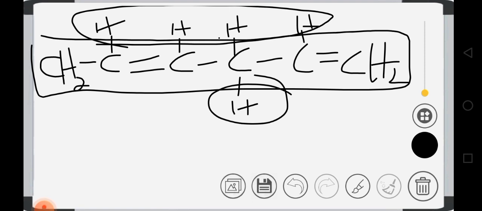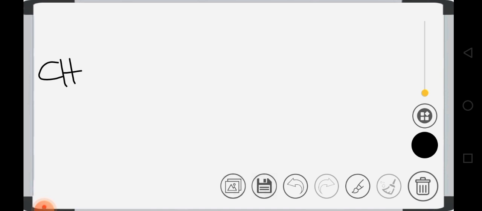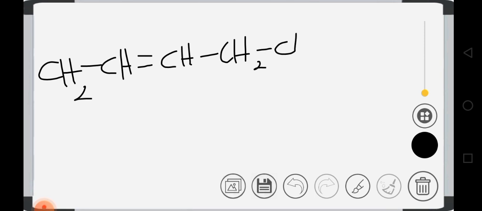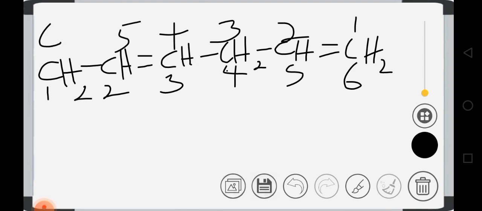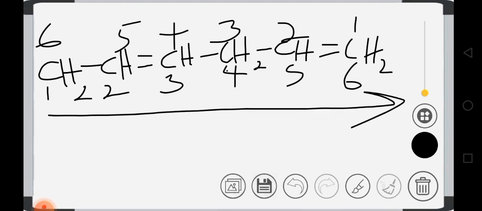I can even write it this way again. Look at it. CH2, CH, CH, CH2, CH, CH2. 1, 2, 3, 4, 5, 6. Yeah, I have to write it this way. So we have a choice of numbering 1, 2, 3, 4, 5, 6, or 1, 2, 3, 4, 5, 6. So there are 2 ways we can number this. Now let's look at the right one. So this first one, the one that goes this way, is giving us something.